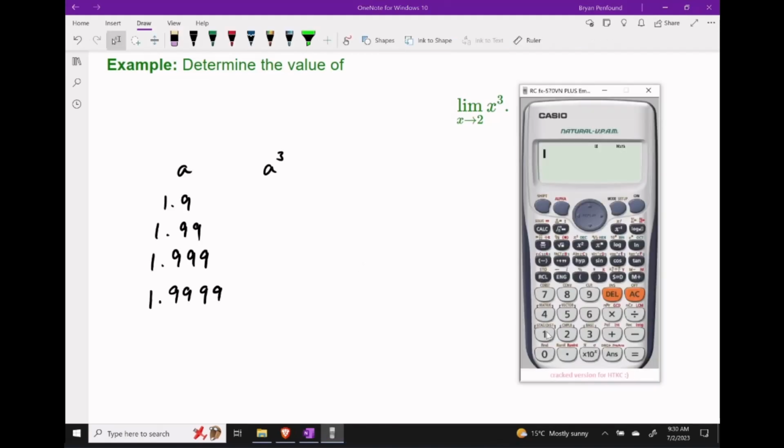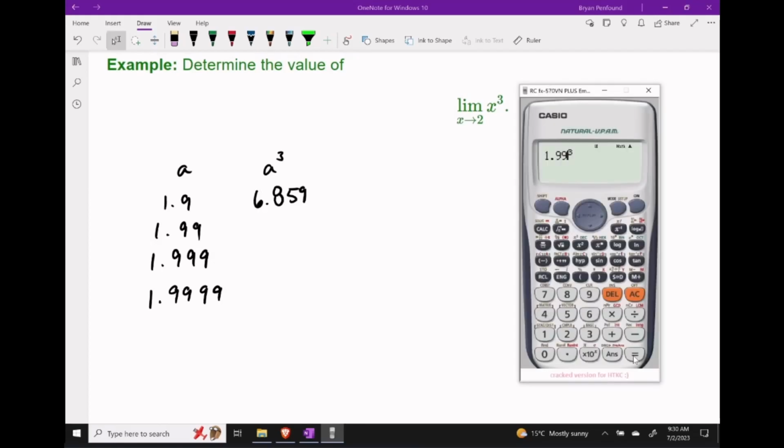So I'm going to go ahead and choose a couple of values that are close to 2, but are a little bit less than 2. So beginning with 1.9 and going all the way up to 1.9999. And I'm going to take out my calculator and start to evaluate these numbers cubed. So first, let's take 1.9 cubed. Converting this fraction into a decimal, we get about 6.859.